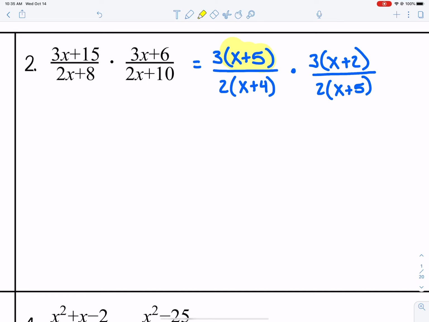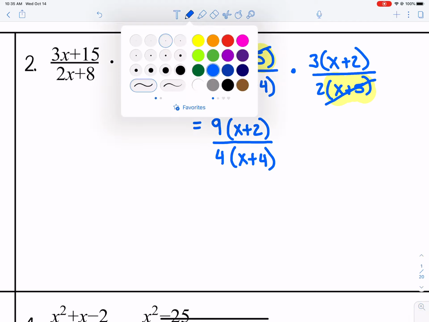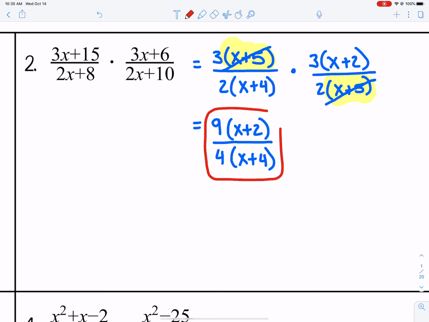So then I have x plus 5 in my numerator and x plus 5 in the denominator. So even though they're in separate fractions, they can be reduced or canceled out, as long as one is in the top and one is in the bottom, or one is in your numerator, one is in your denominator. And then we have 3 times 3 in my numerator, which would be 9, times x plus 2, over 2 times 2, which is 4, and then x plus 4 is left over.